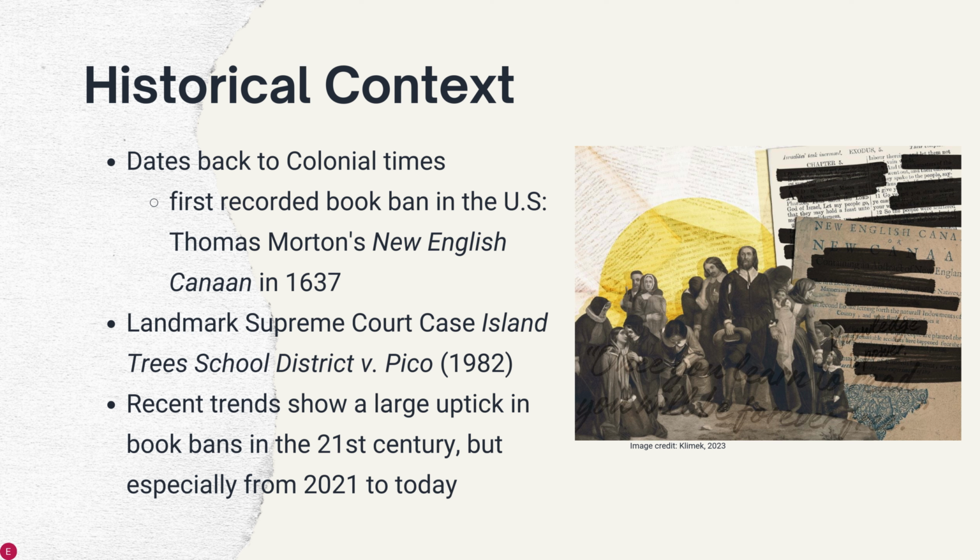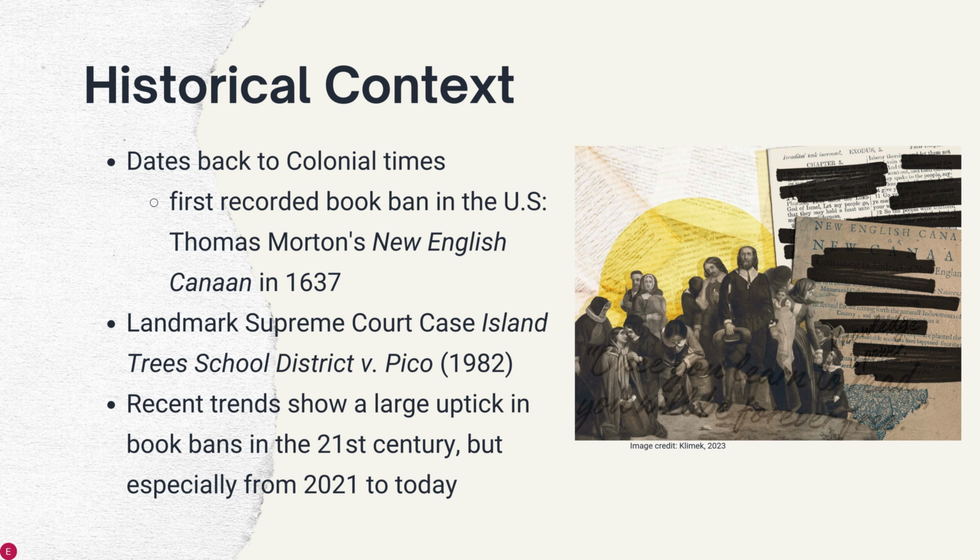Book banning dates back to American colonial times, with the first recorded banned book being Thomas Morton's New English Canon in 1637. Over the years, there have been various other books questioned or banned, though not on a large scale. A landmark Supreme Court case, Island Trees School District versus Pico in 1982, set a precedent for book banning in the United States by limiting the ability of school officials to remove books from libraries based on content. The ruling was 5 versus 4 in favor of the students.